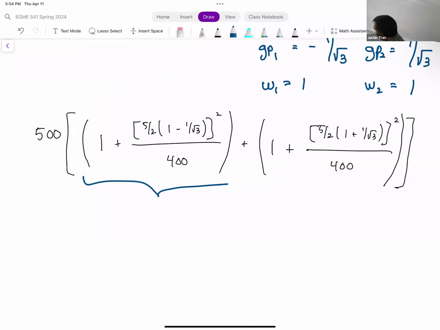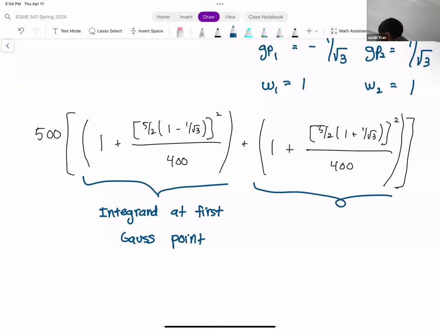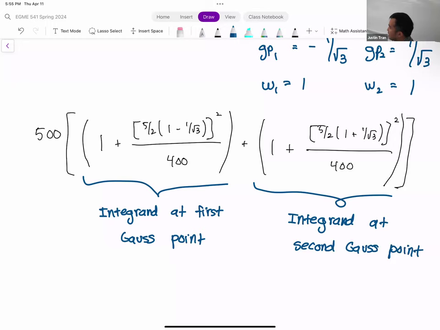This first term right here is our integrand evaluated at the first Gauss point, and this one right here is the integrand at the second Gauss point. Notice the first term has a minus 1 over root 3 and the second term has a positive 1 over root 3. From here it's just arithmetic. It's a little bit tedious, but you can punch this into your calculator and compute its value. The good thing is that we didn't have to perform any kind of antiderivatives, although in this case it was a little bit trivial, but that's okay.